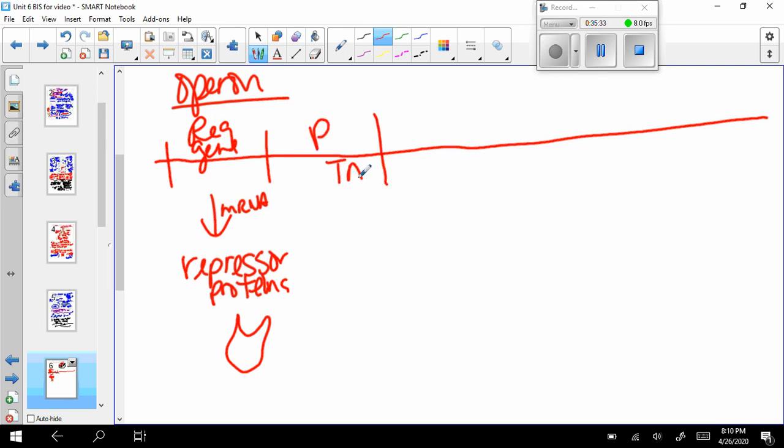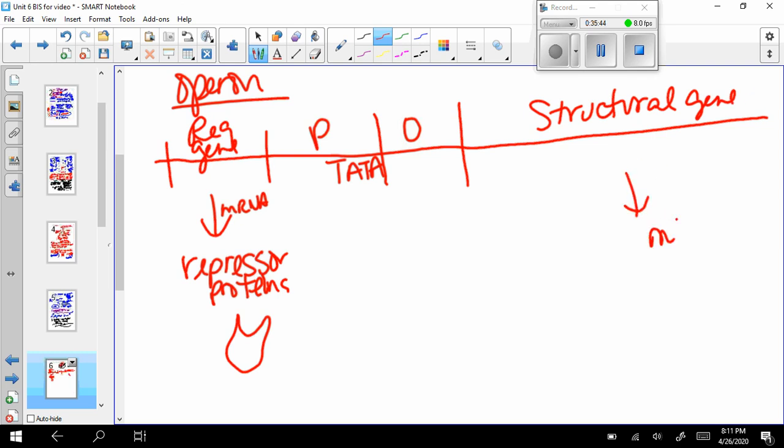This is where my TATA box is. And the next is called the operator. And then you have your actual structural genes. Structural genes are what you need to make your mRNA, so that for this gene, you go to the ribosome and you build whatever you need. So let's say that this is the lac operon.